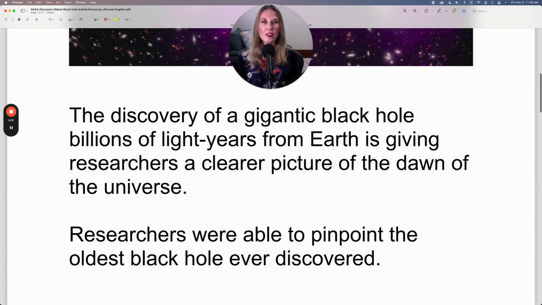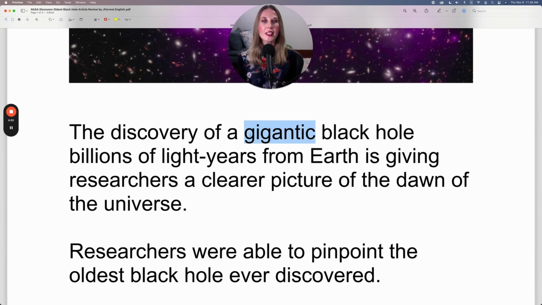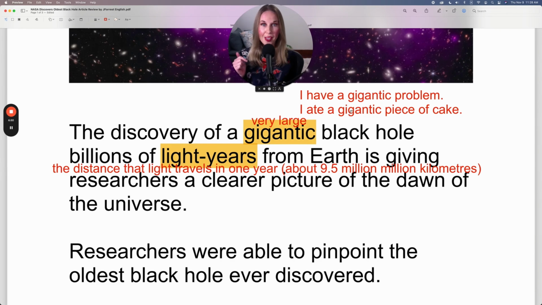The discovery of a gigantic black hole billions of light years from Earth is giving researchers a clear picture of the dawn of the universe. Gigantic, this is another adjective for very large, extremely large. So if you want to emphasize large, you can use gigantic. I have a gigantic problem. I ate a gigantic piece of cake. I wrote those examples for you.